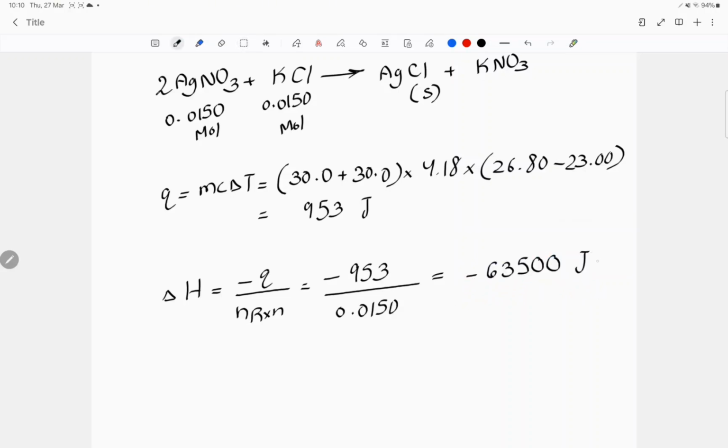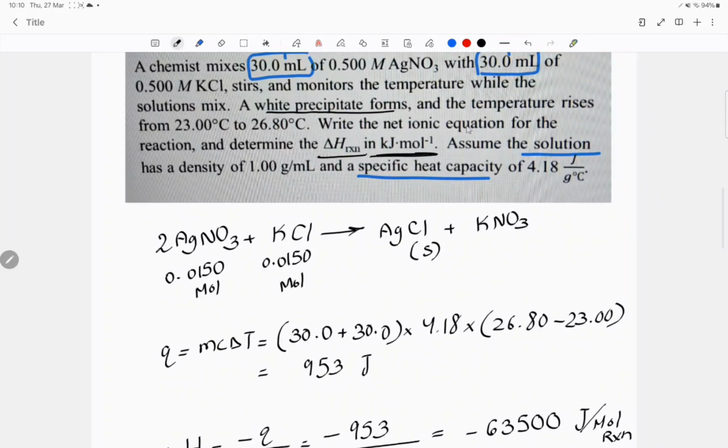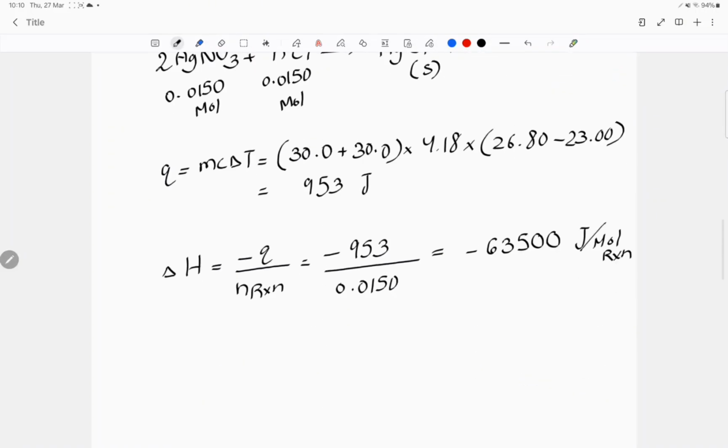But the question, joule per mole reaction. But the question says find delta H in kJ per mole. kJ means I have to convert my J into kJ, right? Yes. I must divide by 1000. So negative 63.533... 63.5 kJ per mole. Just divide on the calculator and you get this number.